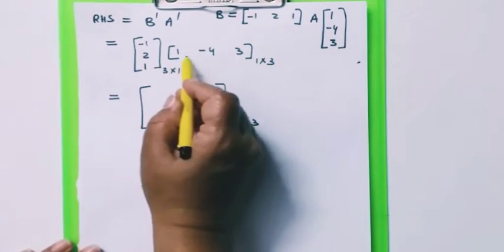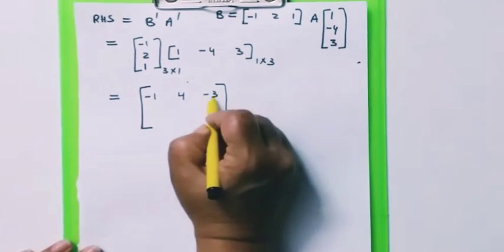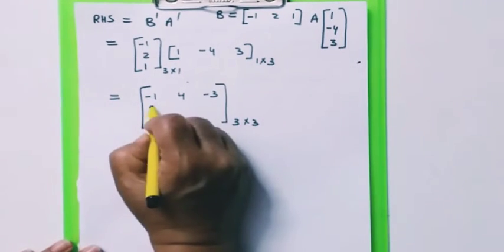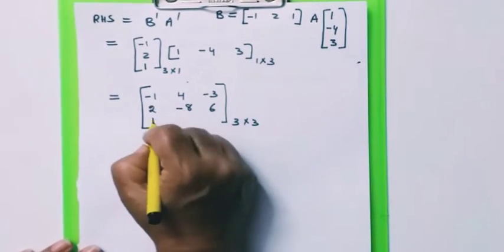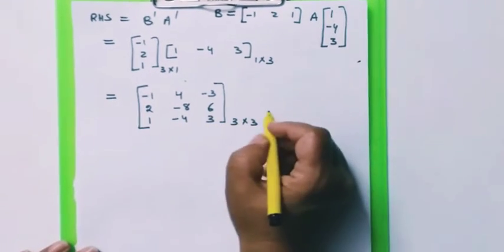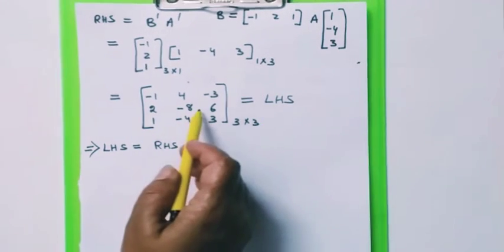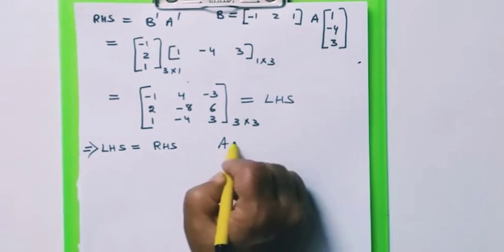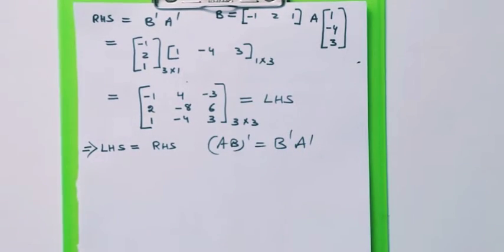So minus 1 multiplied with these three elements to get the first row. So I get minus 1 plus 4 minus 3. 2 is to be multiplied with these three elements to get the second row. That gives me 2 minus 8 and 6, and 1 to be multiplied with these elements to get the third row, and hence I get the value of B transpose A transpose. So now I observe that the LHS also had the same value, and hence LHS and RHS become same. So I have verified the property that (AB) transpose is equal to B transpose A transpose.